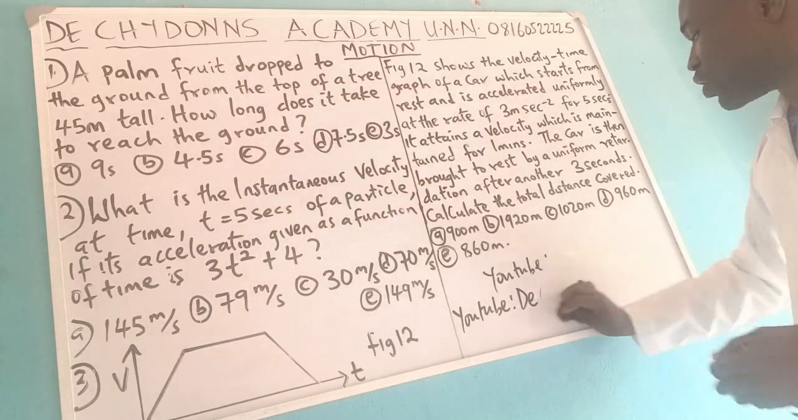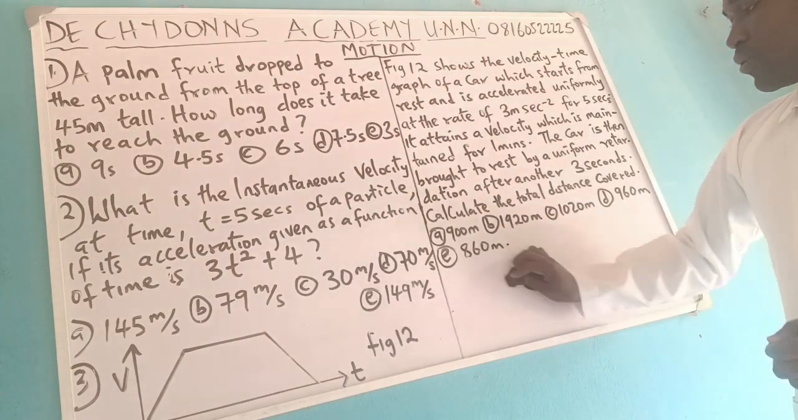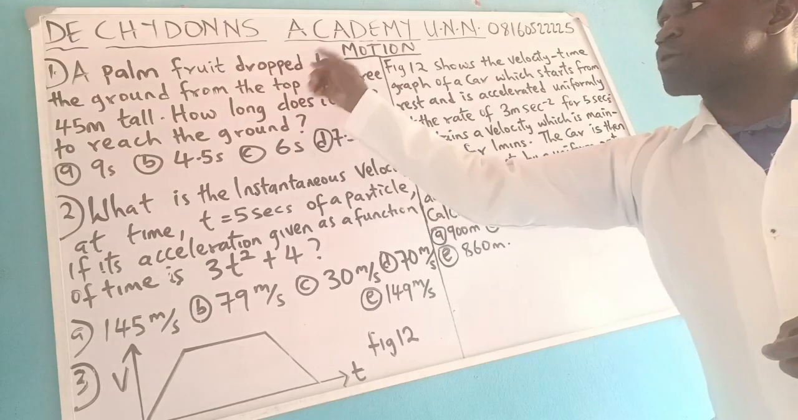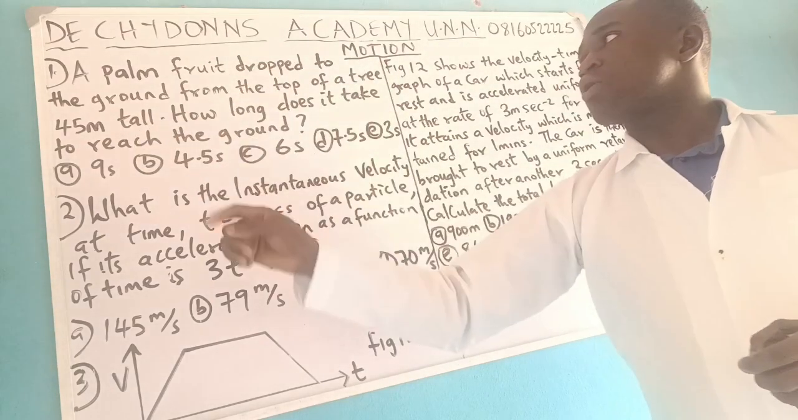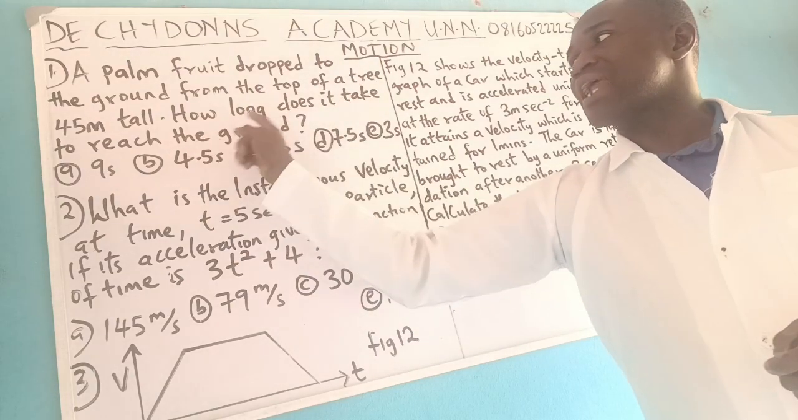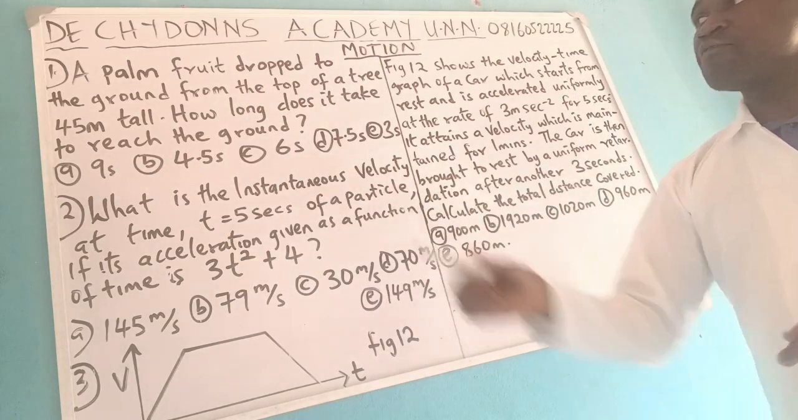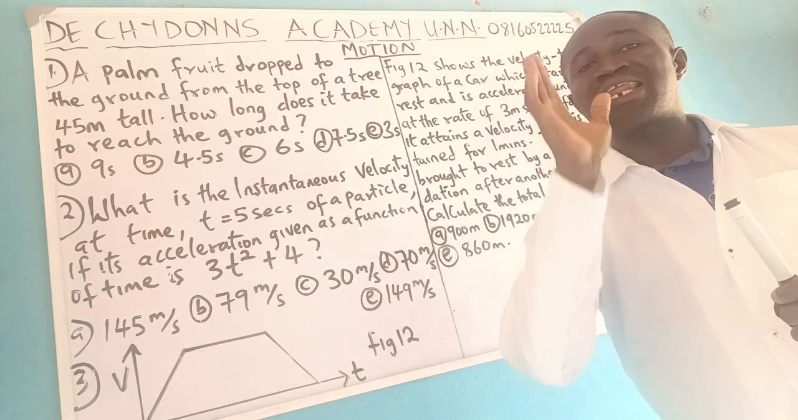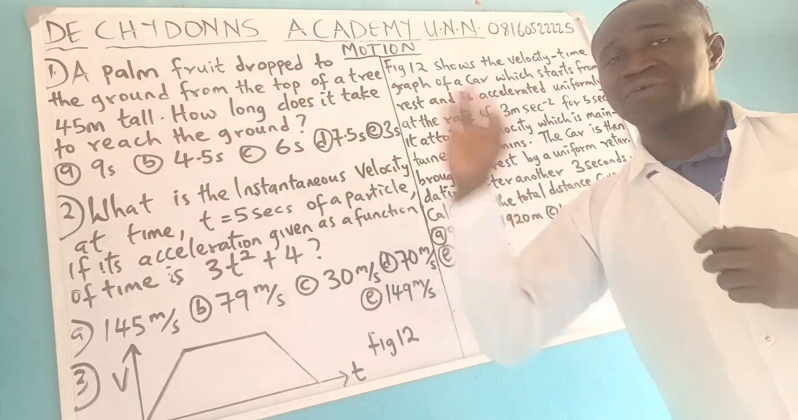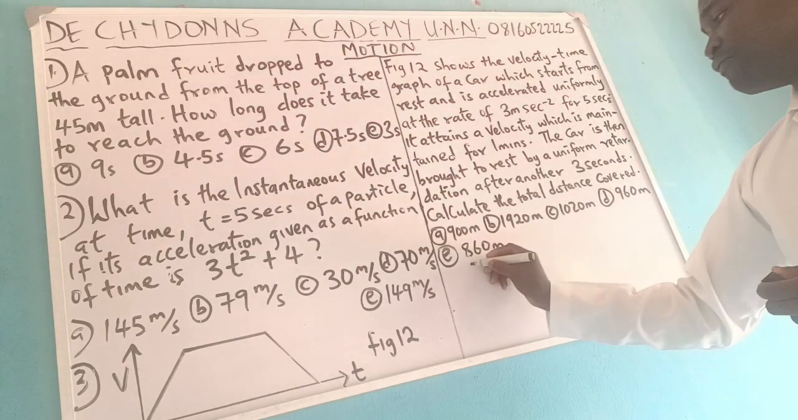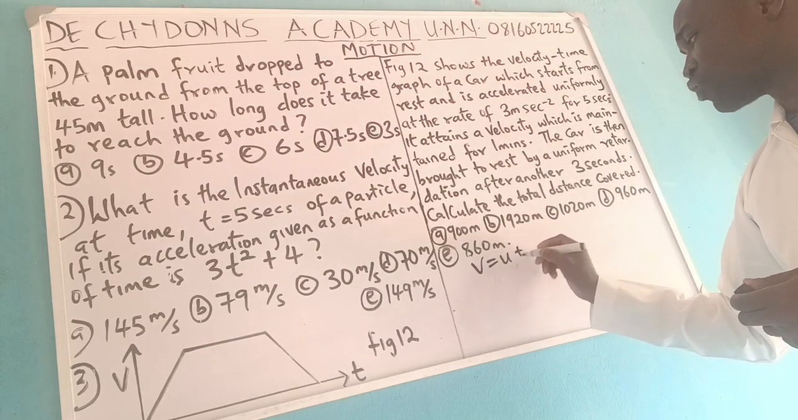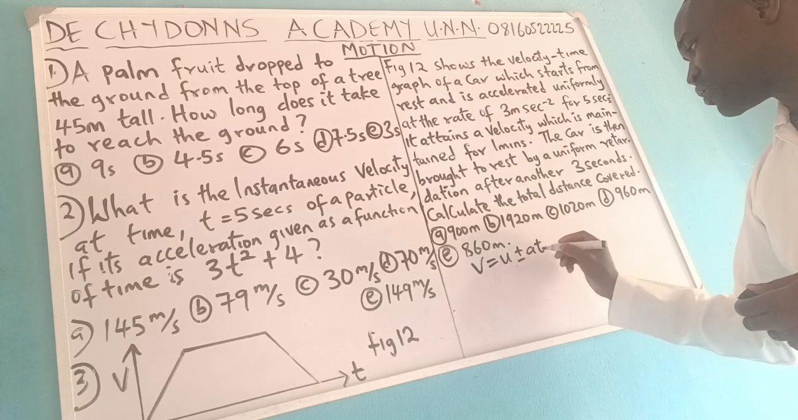In the first question, it says a palm fruit dropped to the ground from the top of a tree 45 meters tall. How long does it take to reach the ground? And you see the options. If you want to solve this, please remember the laws of motion. This is very easy. Once you remember the laws of motion, you are done. V equals U plus or minus AT.